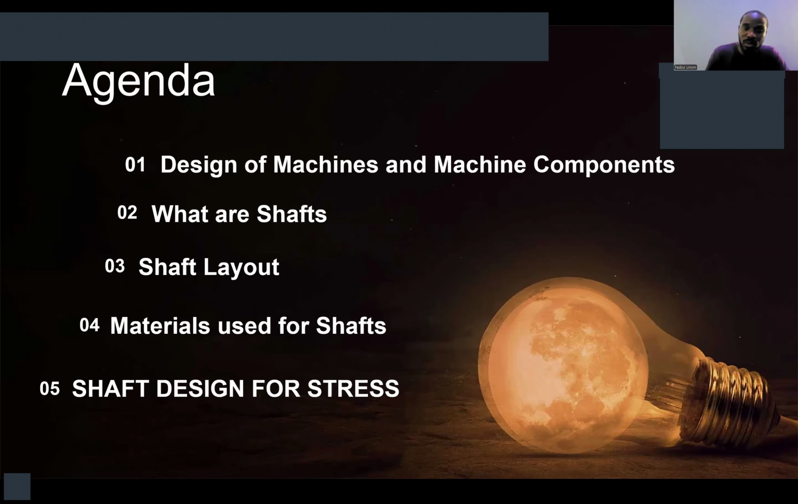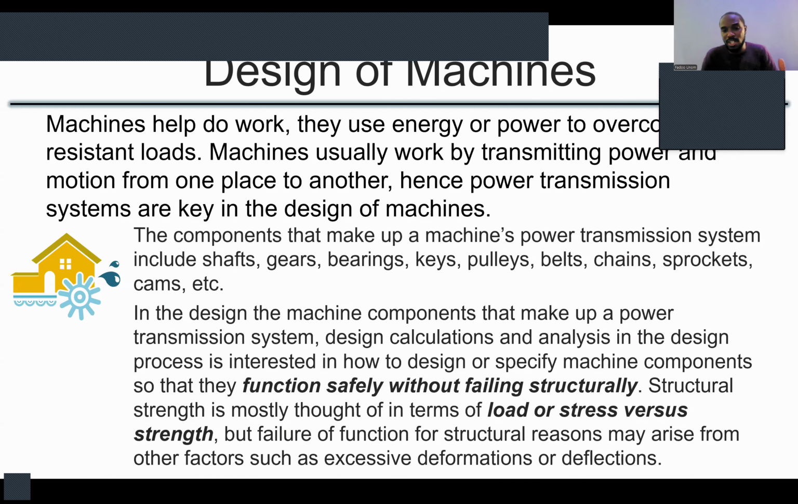So I've talked about what machines are, how they help to transmit power to overcome loads. They transmit power or motion from one place to another. So power transmission systems are very key in the design of machines. And the components that make up the power transmission system, we've identified shafts, gears, bearings, keys, pulleys, belts, chains, sprockets, cams, etc.